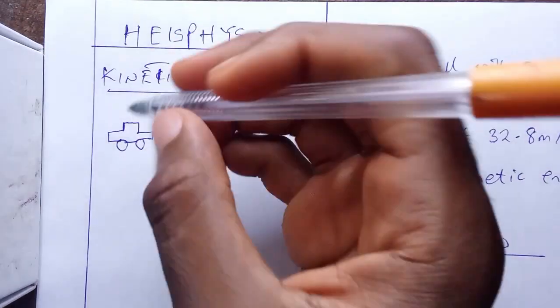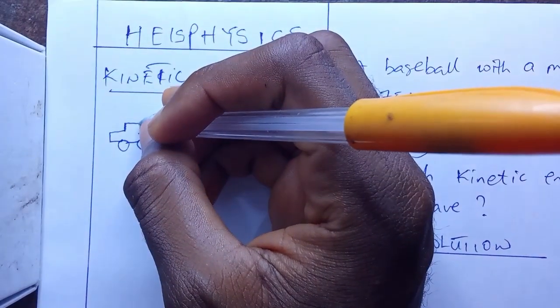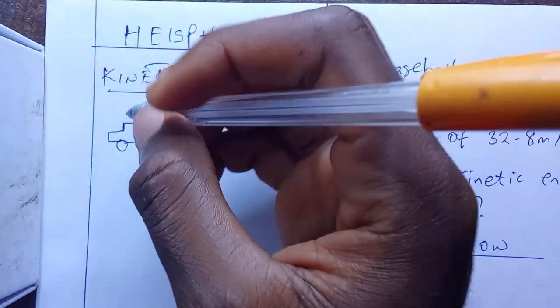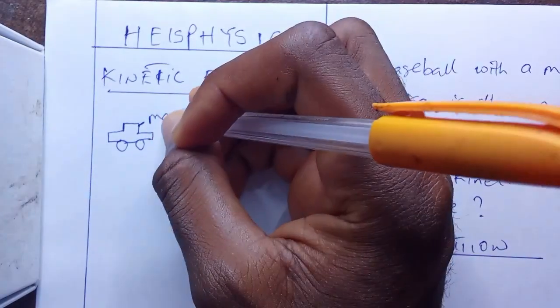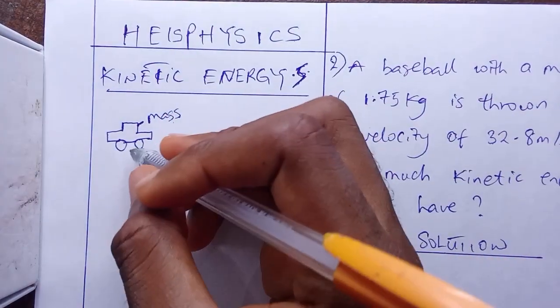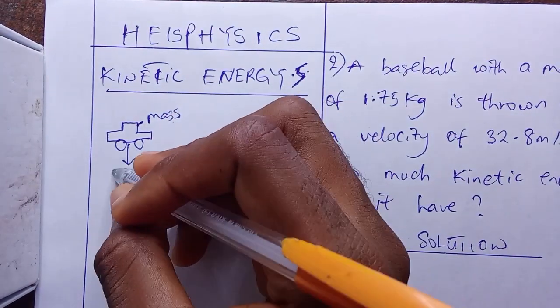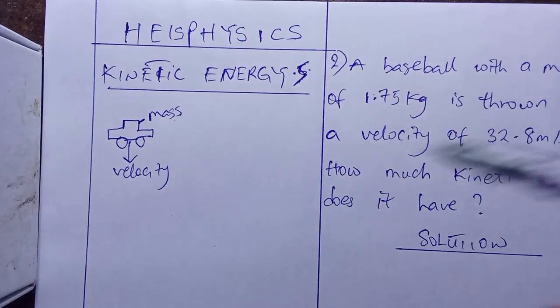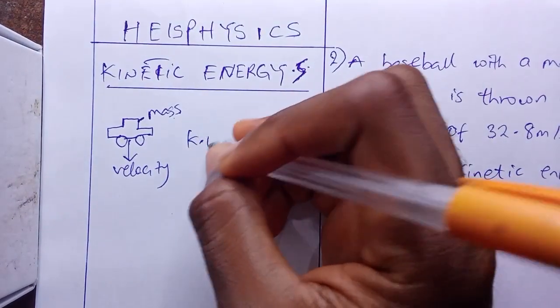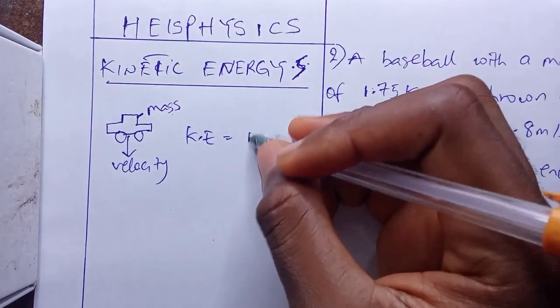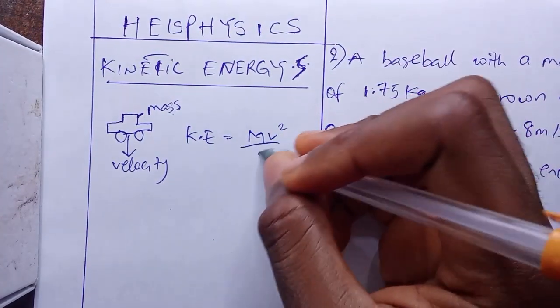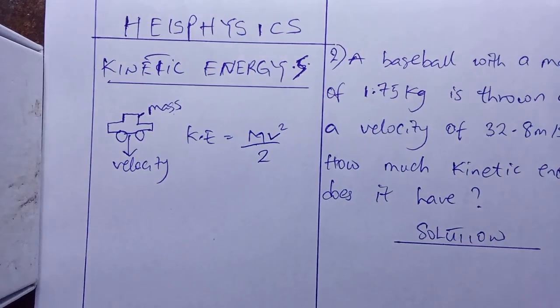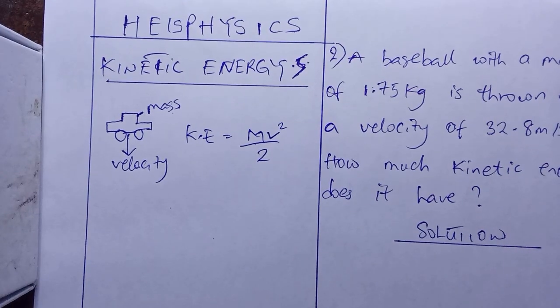And this car has mass. Yes, obviously everything has mass because it's matter. So this car has mass and it moves with a velocity, right? The kinetic energy possessed by this car is, so our KE is equal to mv square over 2, meaning the mass times the square of the velocity divided by 2.